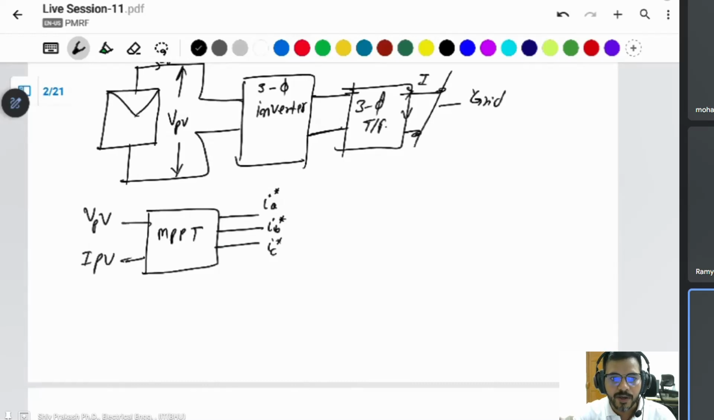That's why there is a requirement of a current reference. How much current you want to feed there, because the voltage is fixed by the grid. Then there is a current reference per phase current. Then the same current is tracked using the controller.